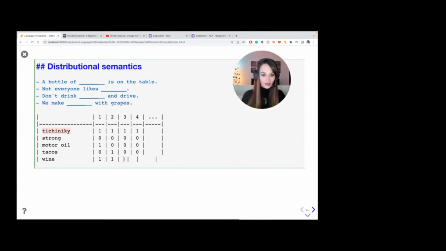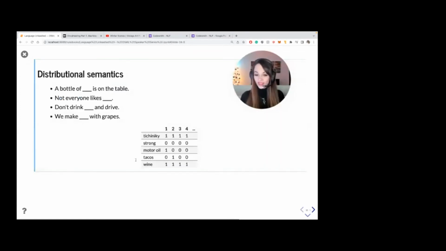Don't drink wine and drive. That would be a 1. And we make wine with grapes. That would also be a 1. So what we just did just now, it's a vector representation. So let's notice that tichiniki and wine have the same vector representation. So tichiniki is 1, 1, 1, 1.